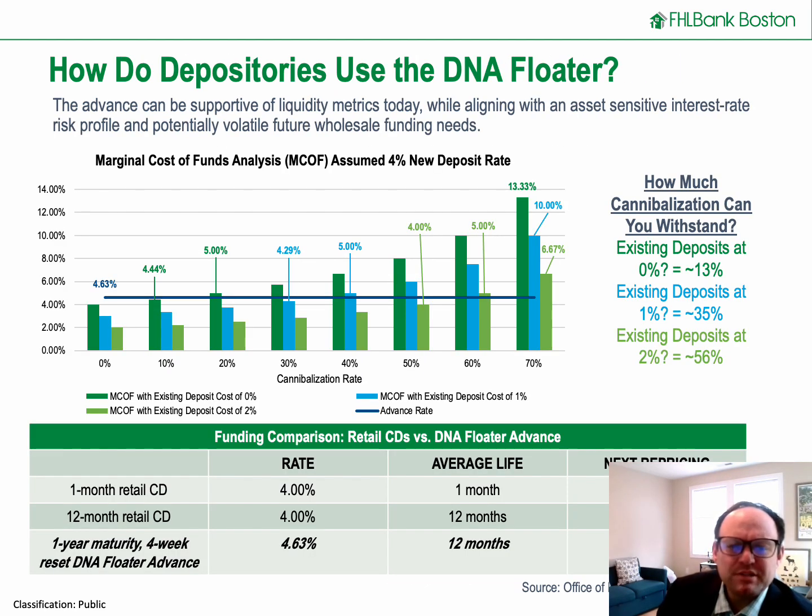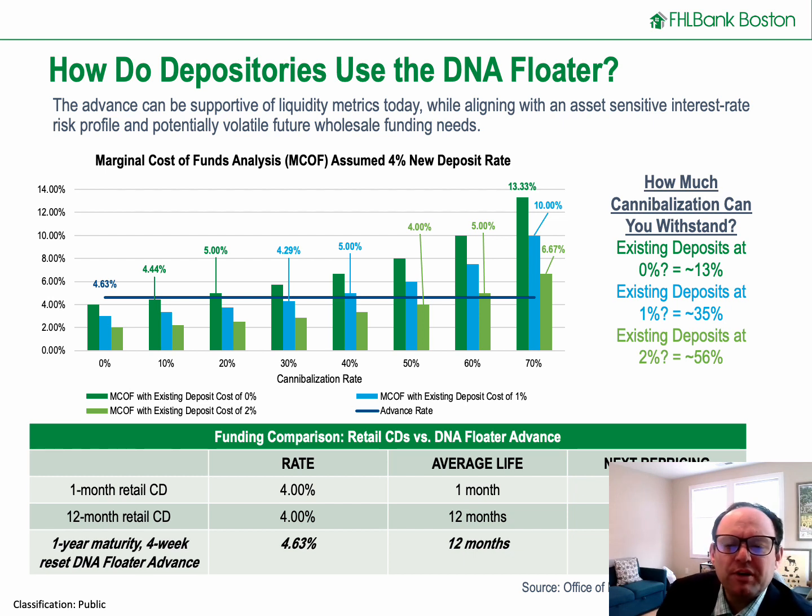So let's look at a couple applications of how depository members can use the DNA floater. If we look at the table on the bottom, we can compare taking a 1-year maturity, 4-week reset DNA floater at a rate of 4.63 and compare that to the hypothetical example of bringing in retail CDs at 4%, either with a 1-month maturity or a 12-month maturity. For the CDs, it's pretty straightforward when we think about the average life and the repricing frequency. It's essentially going to match the stated maturity for the CD, assuming that they're fixed rate CDs.